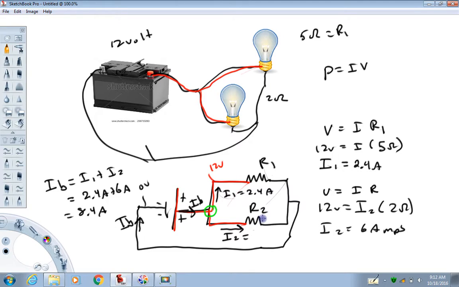Anyway, the purpose of this video is just to demonstrate how to draw a simple circuit diagram and apply Ohm's law to find the currents. I hope that this successfully does that for you.